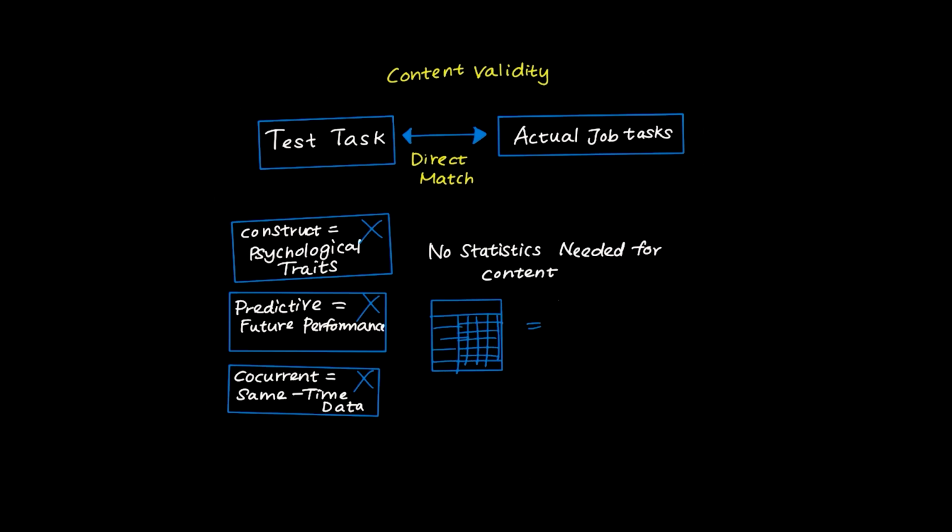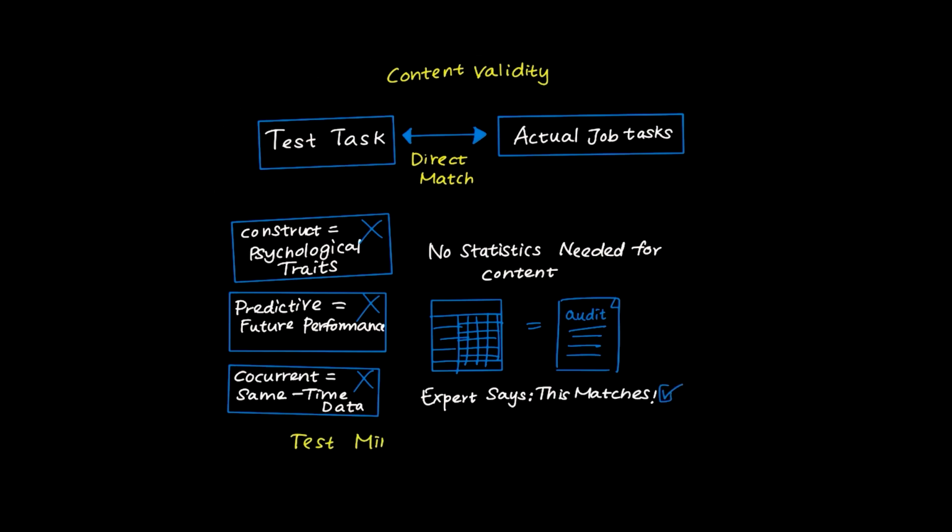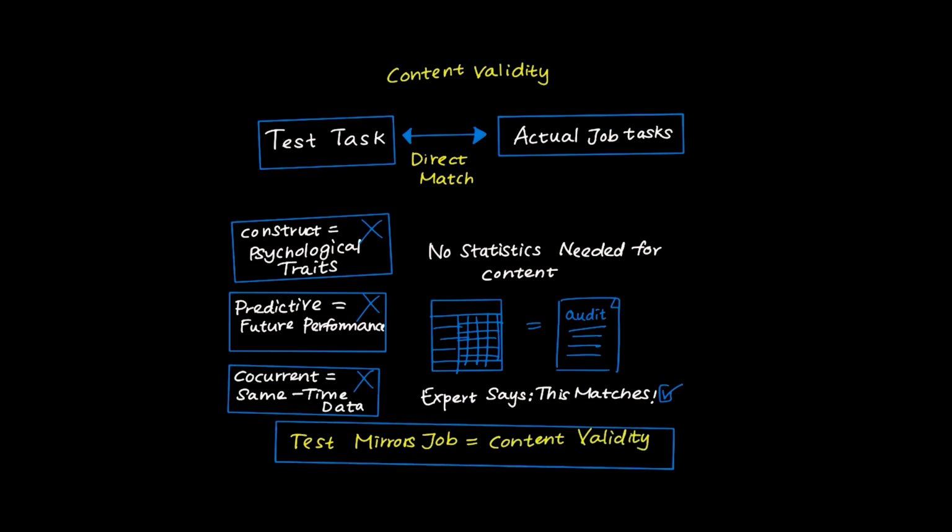Here's a WGU D351 OA exam tip for you. When the test mirrors actual job tasks or directly samples job skills, the answer is content validity. Quick recall hook: test mirrors job equals content validity.